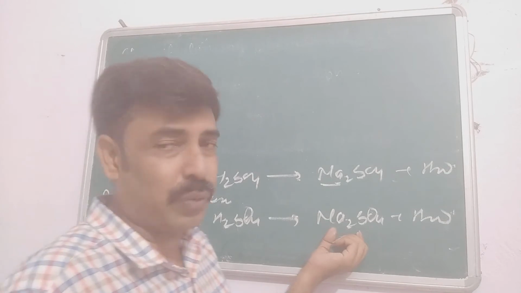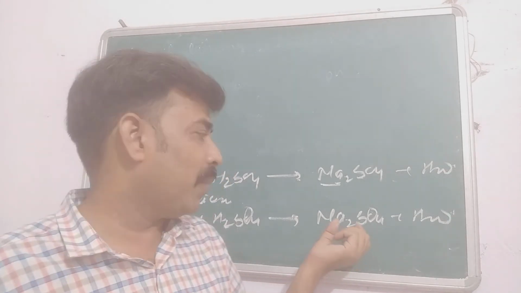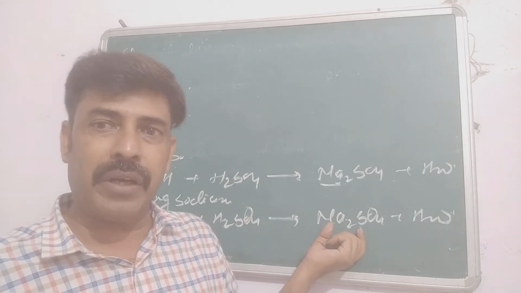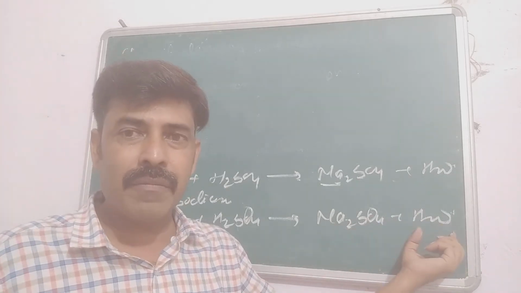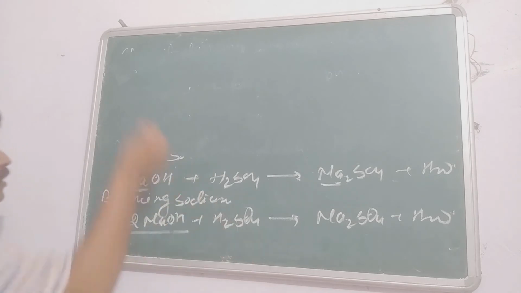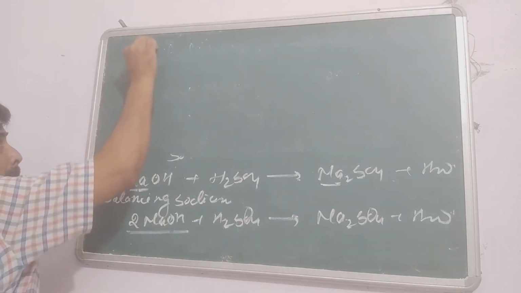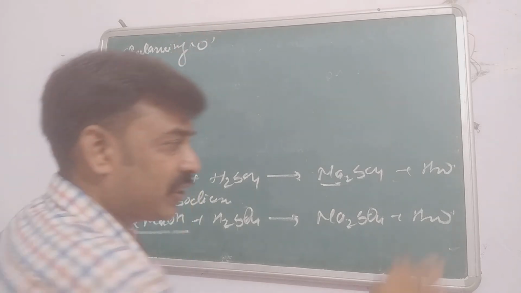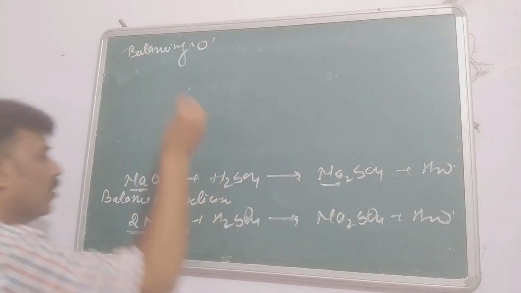Surely with the help of this one you can't balance the oxygen, because by changing this one you will change the number of sodium and you will change the number of sulfur. So we are going to change this one. And in the process of balancing oxygen we will just change the number of water.